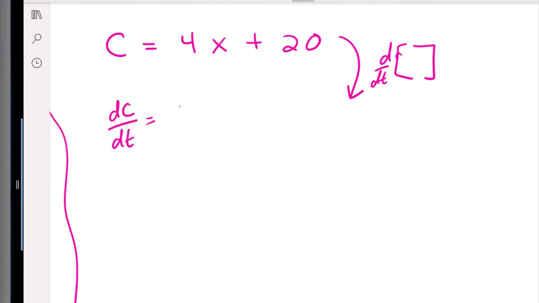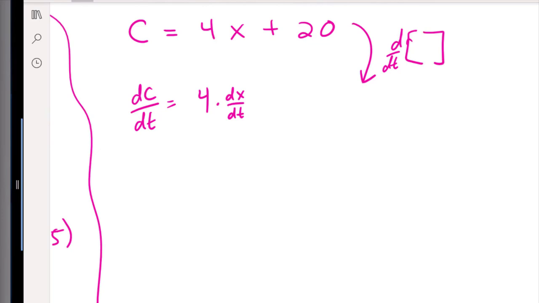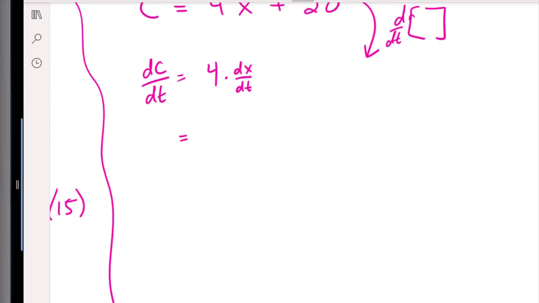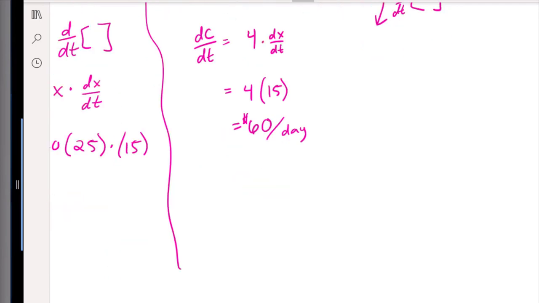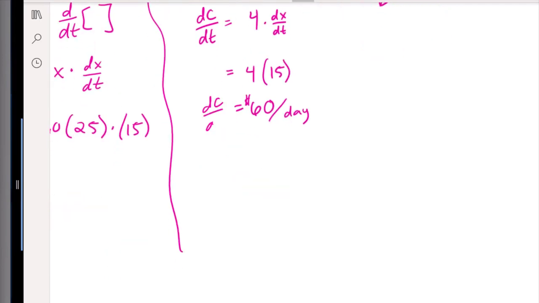And then 4x, the derivative of 4x is just 4. But since it's the x variable and not the t variable, we will have to put in beside this dx/dt. Plus, the derivative of 20 is just 0, so you don't have to put anything there. So the change of cost with respect to time will be 4, and then dx/dt is 15 right there, which is 60. It's a cost per day, so $60 per day will be our dC/dt.